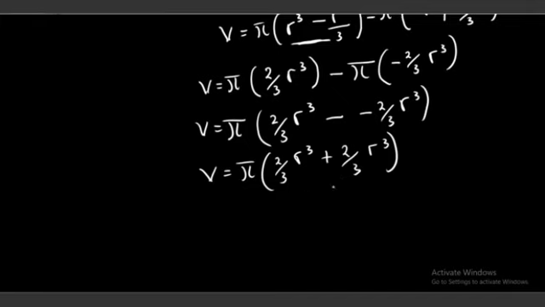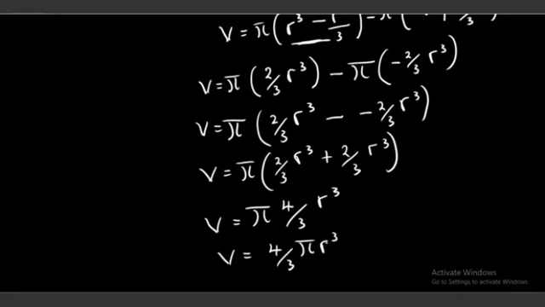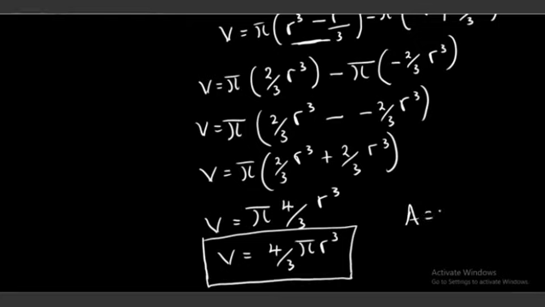By the time you add these two fractions, you are going to get pi times 4 over 3 r cubed, which is conventionally written as 4 over 3 pi r cubed. So that is the way of getting the volume of a sphere without needing to integrate the area of the sphere, which is given as 4 pi r squared.